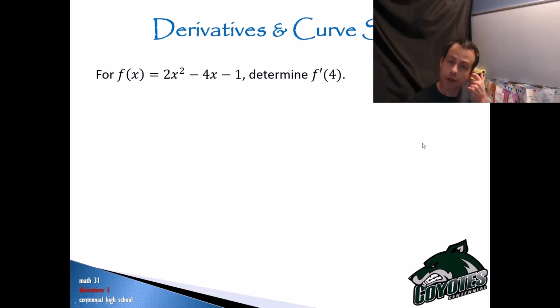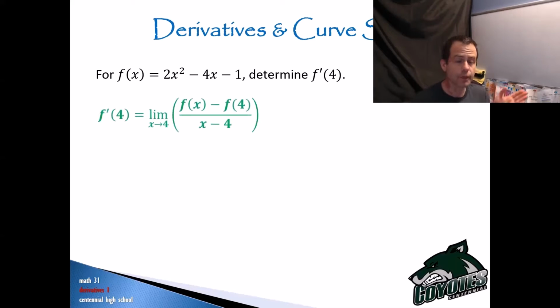Okay, so for f of x equals 2x squared minus 4x minus 1, determine f prime at 4. So what are we being asked to determine? Well, we're being asked to determine the derivative of the function at 4. What does that mean? We're being asked to determine the slope of the tangent line for 2x squared minus 4x minus 1 when x equals 4. That's what this f prime at 4 is asking you to do. That's what the derivative means, okay? Well, there's nothing new here then. We can do that. I could have asked you that on your test.